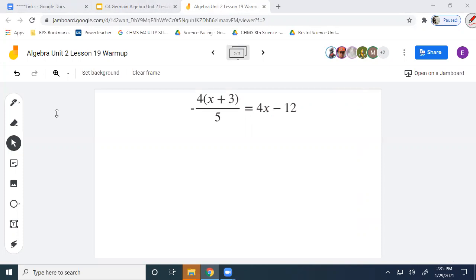Distribute the numerator and the fraction. Okay. We could distribute it to 4x.